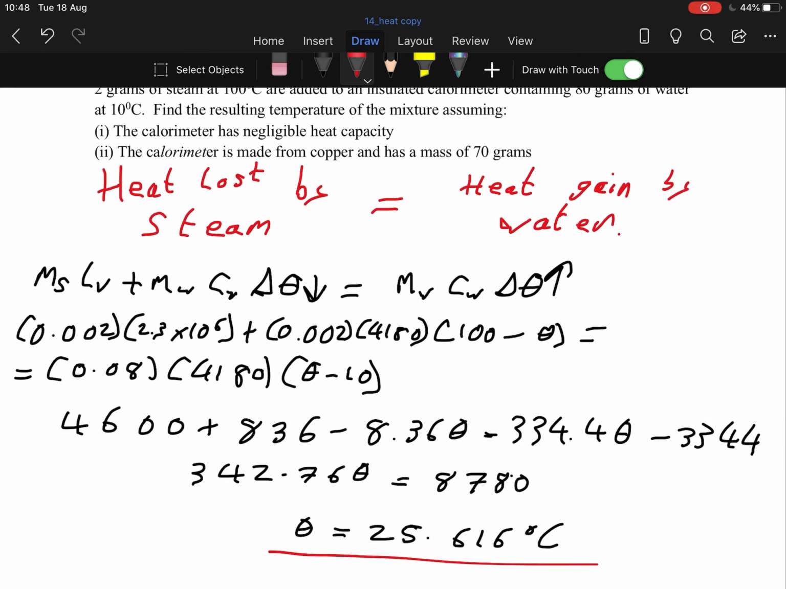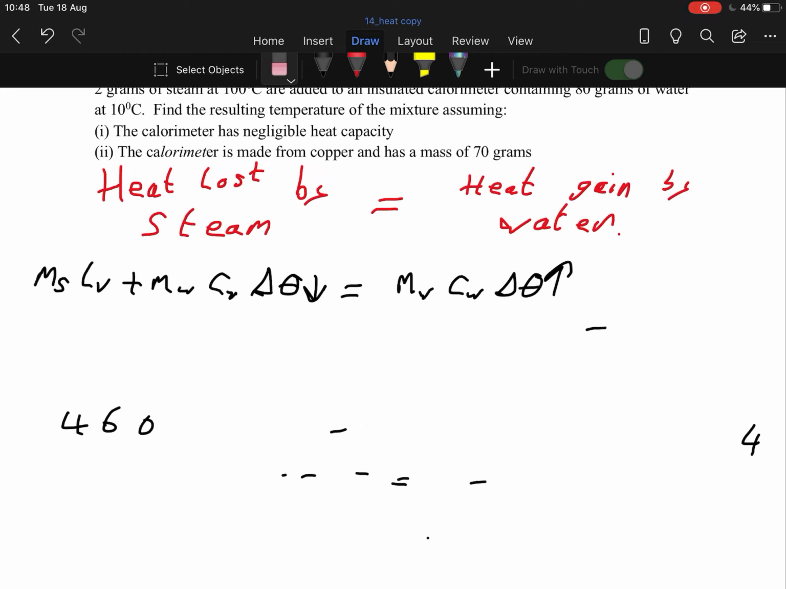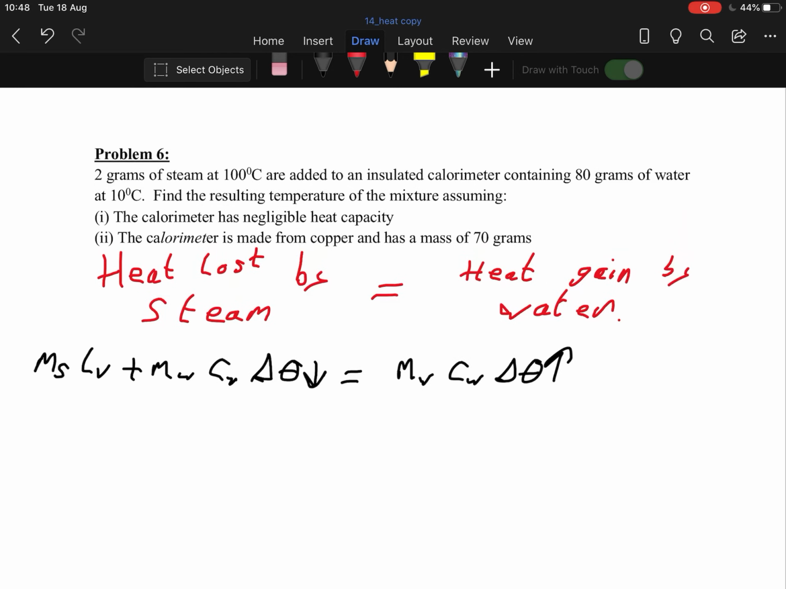Okay. So I'm going to rub this out because I need the space now to do part 2 of this question. But not all of it, because actually I can use some. Again, we'd start the question from the start, part 2 now, okay? The calorimeter is made from copper and it has a mass of 70 grams.